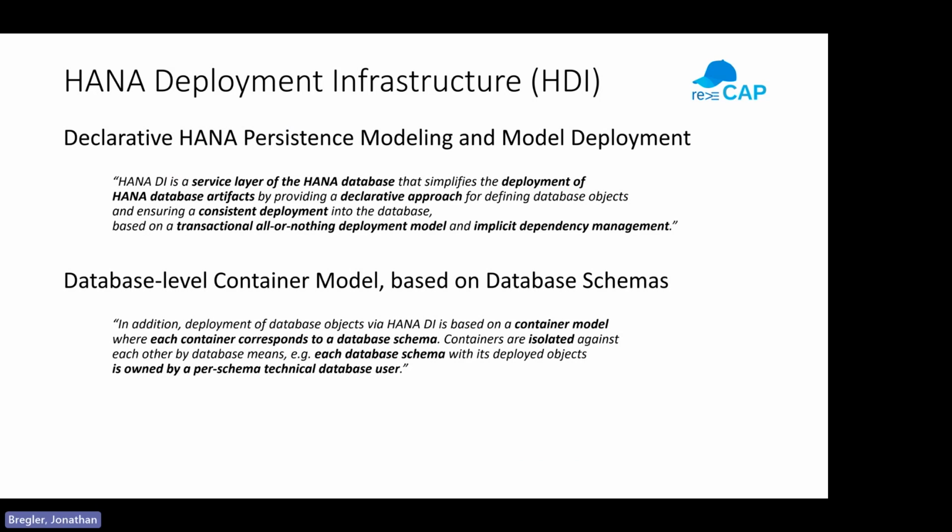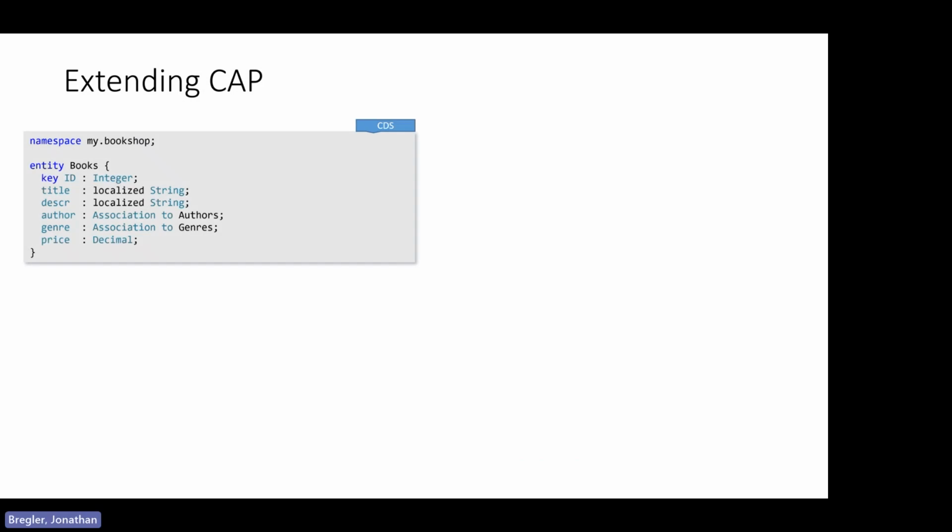It's based on containers. That means each container, which means each persistency, for example, underlying a microservice, is isolated from the next one. Also in development scenarios, it's easy to just spin up new instances without interfering with, for example, the production instances or instances from other developers. And so today, the main theme is how can I extend CAP to better integrate with HANA Cloud? So this is how it works usually.